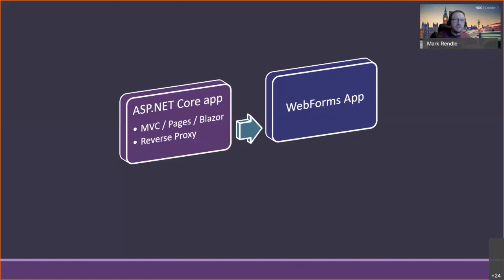And then if I point the proxy at the WebForms application, then it will just serve the WebForms application completely normally. But if I then add a page to the MVC application, which matches the path that's being looked for, then it'll serve it from ASP.NET Core. And then I could literally replace one page at a time.